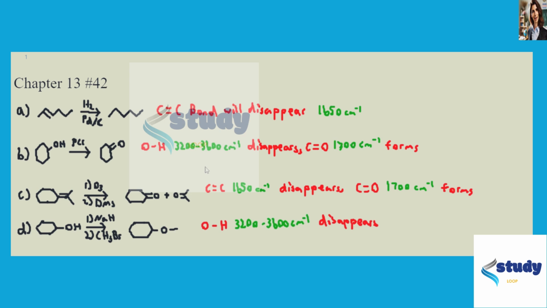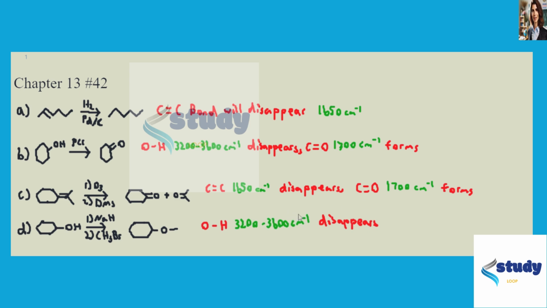And depending on how fast this reaction is, we should be able to take 4 IRs over the course of an hour, every 15 minutes, and watch the OH peak get smaller as the C double bond O peak gets bigger. And then for C, again, we're going to see the carbon-carbon double bond disappear. So 1650 goes away. And we'll see the carbon-oxygen double bond appear as this reaction progresses.